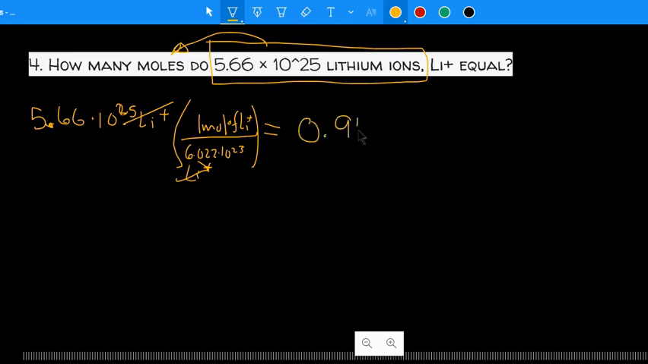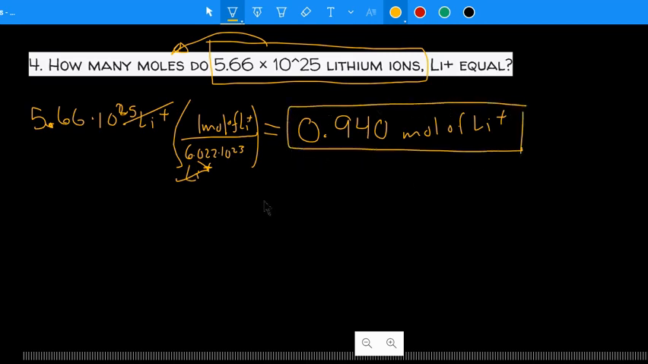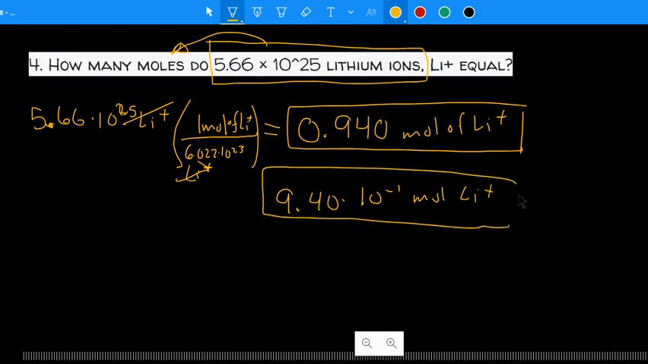My answer key was wrong on the first one here. 0.94 moles of lithium ions is my final answer. Also, what would be true would be 9.40 times 10 to the negative first moles of lithium ions. It's always best to keep practicing your scientific notation. Soon it will be required.